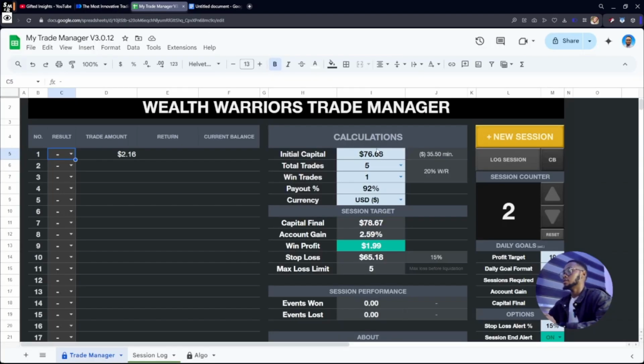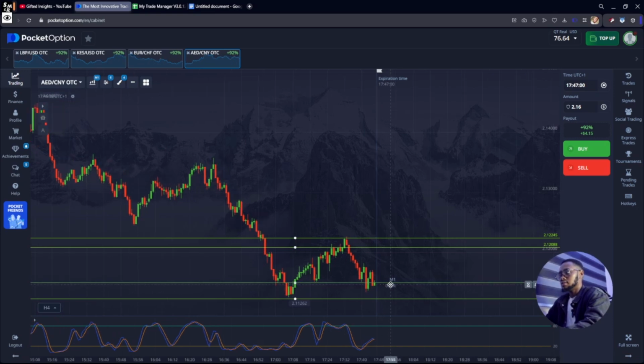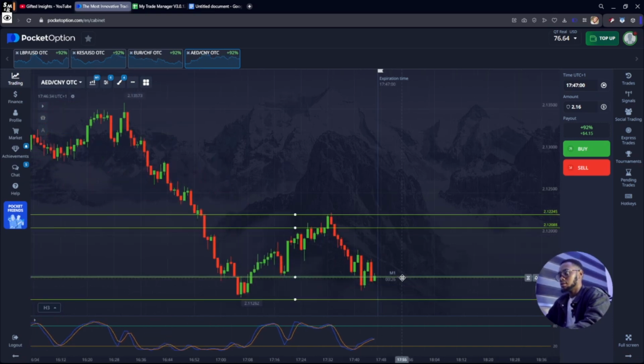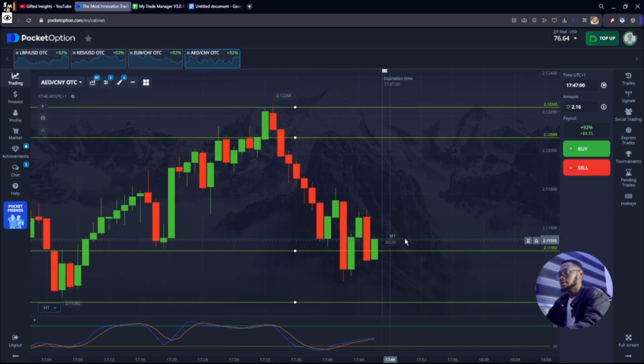Let's put it on the trade manager. So I'm trading this time with 2.16. Looks like it's refusing to form a lower high and wants to form a higher high. If I get a reversal candlestick pattern that crosses above this line, I'll go with buyers.